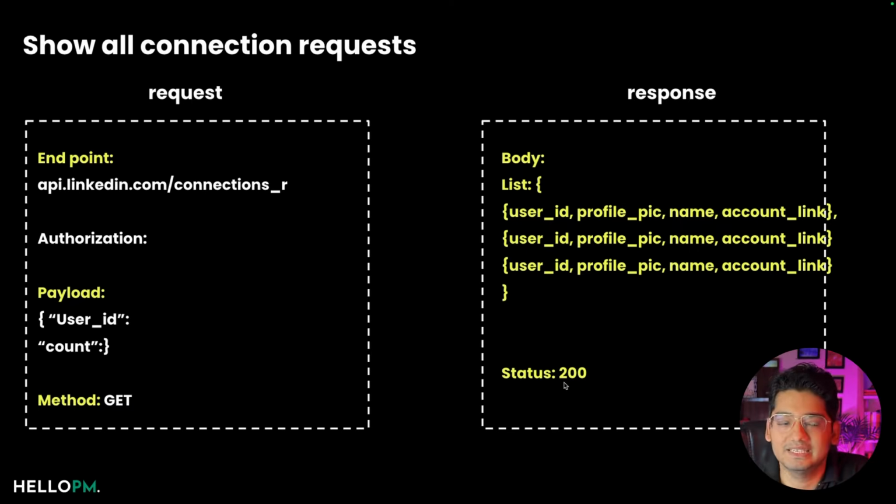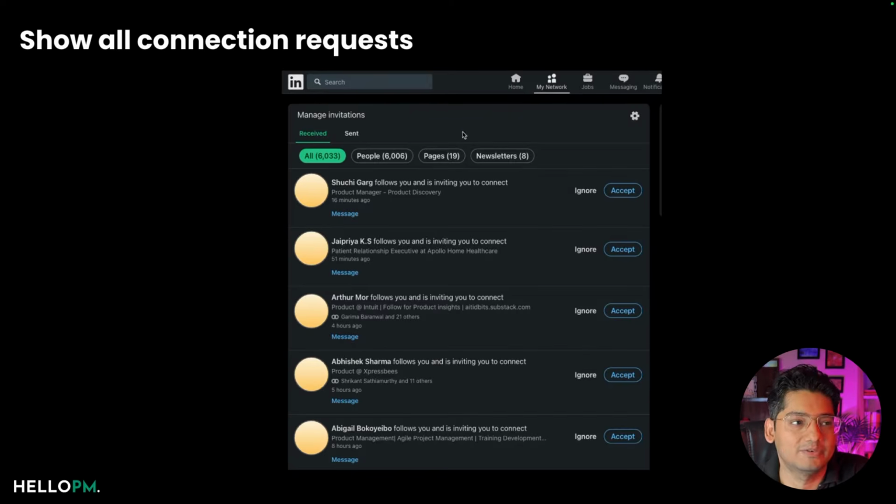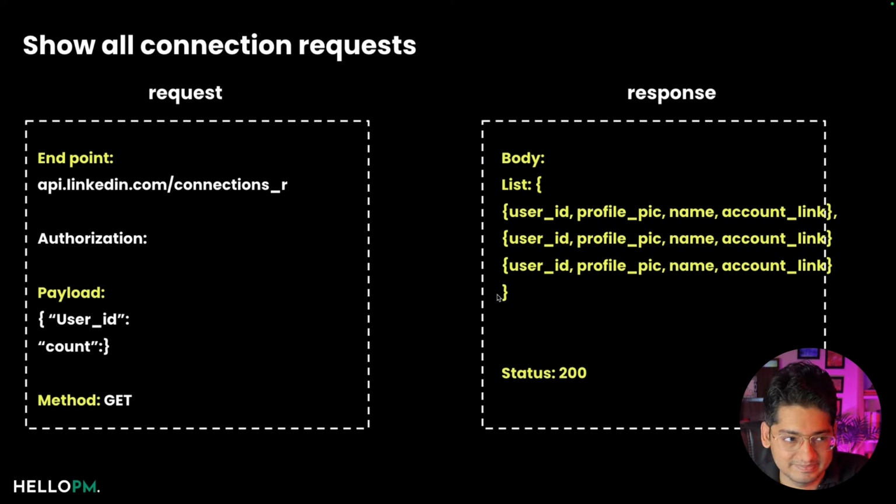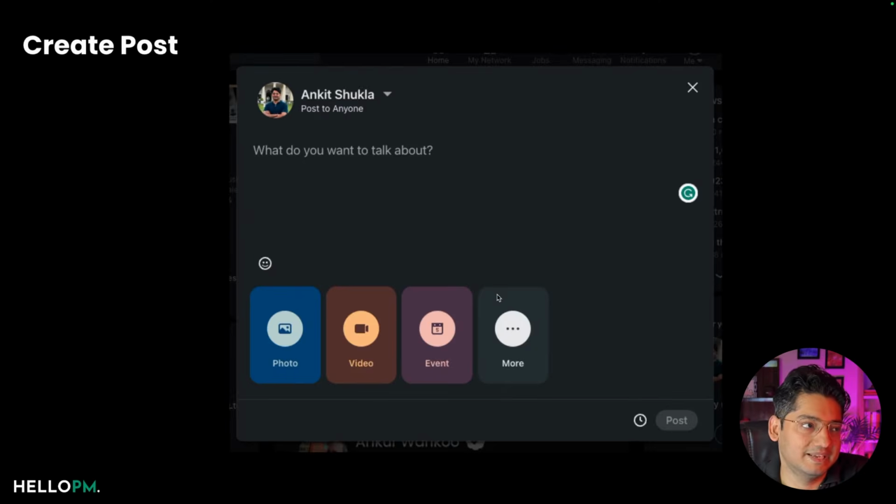And then there is the status code of 200. So now the client consumer can take all of this data and put it together in the form of a nicely written HTML page. So this is how the all connection request page is going to be created with an API. And now let us see how we create a post.